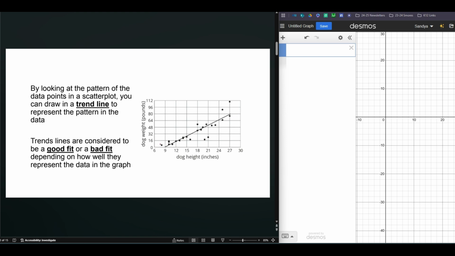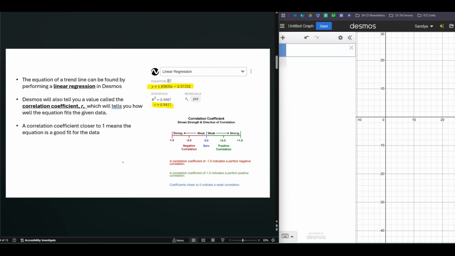Trend lines are considered to be a good fit or a bad fit depending on how well they represent the data in the graph. So, how do you find the equation of a trend line? You can find it by performing what's called a linear regression in Desmos. Desmos will give you the equation of that trend line. It'll also tell you a value called the correlation coefficient, which is represented by r, and that tells you how well that equation fits the data.